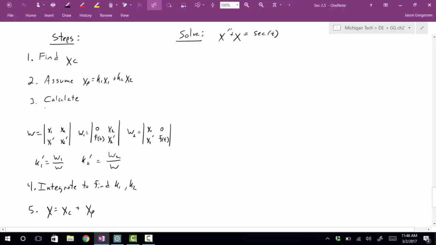So, go ahead and get started. The complementary solution, x sub c, is the solution of the associated homogeneous problem. So we start by solving x double prime plus x equals 0. That's where we start. Auxiliary equation. Find the forms.